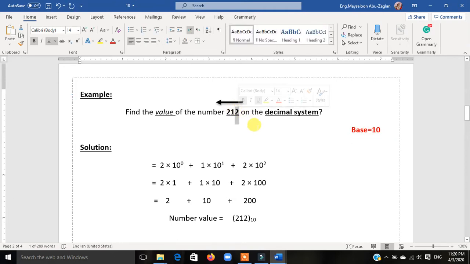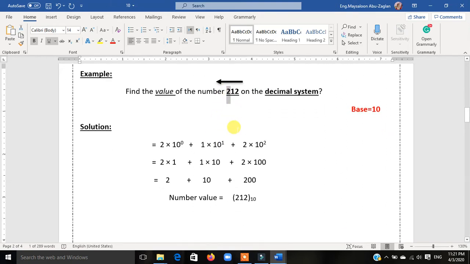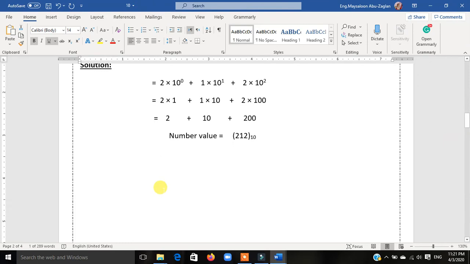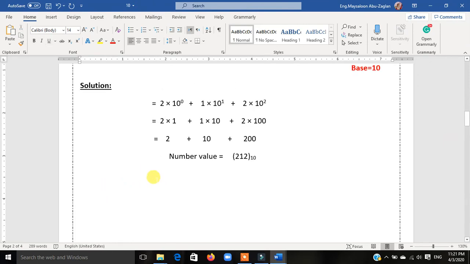So the first number I'm going to deal with is 2. Then the number 1 is the second number, and the number 2 is the third number. There are some important notes we need to write and memorize by heart because they are very important when solving the equation. I want you to write them with me.